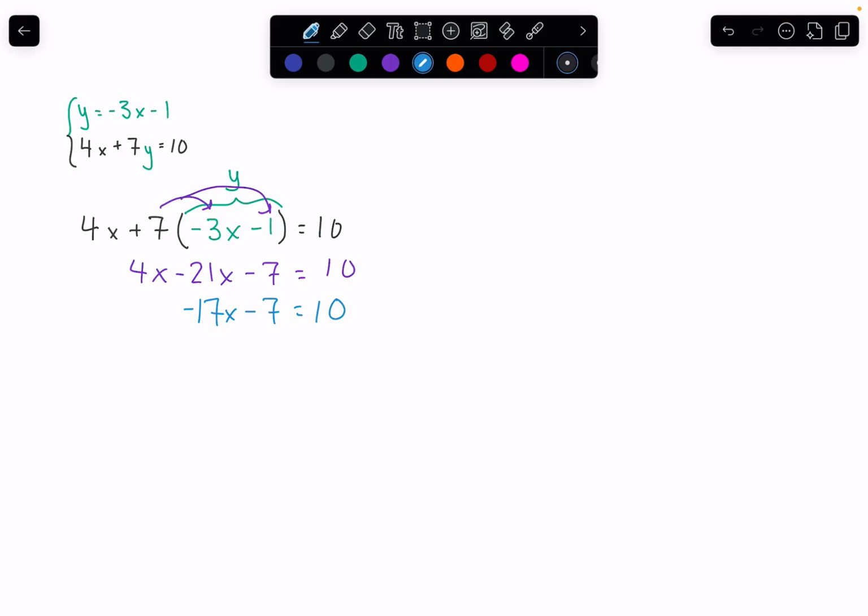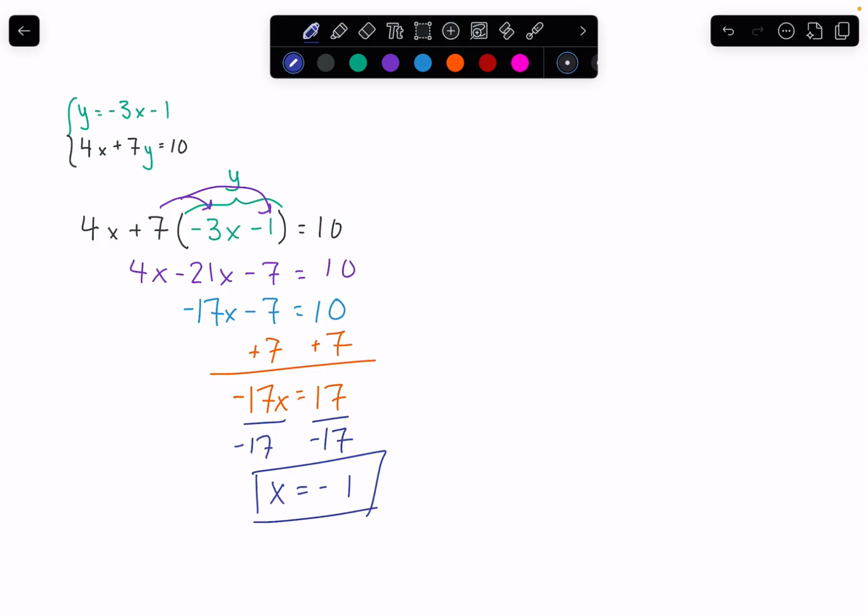I think you should be able to see it by now, but just to be on the safe side, I would bring this 7 over by using its opposite. So positive 7 on both sides of the equation. That would give me 17 equal to negative 17x. Things are starting to look pretty easy to solve. We can divide both sides by negative 17. A negative divided by a negative is just a positive 1x. And a positive divided by a negative right here is going to be negative 1.